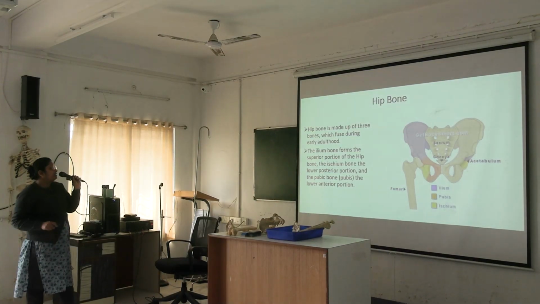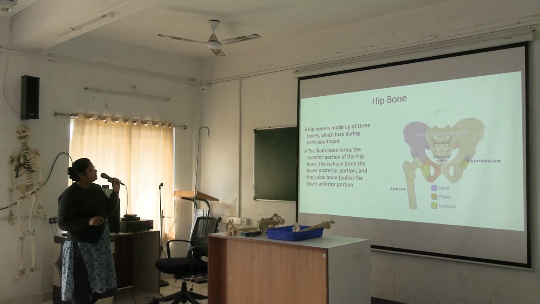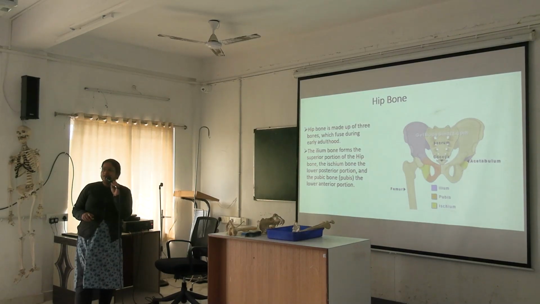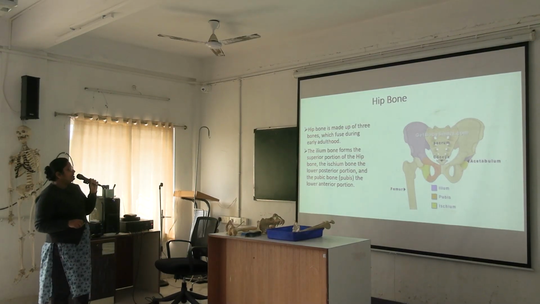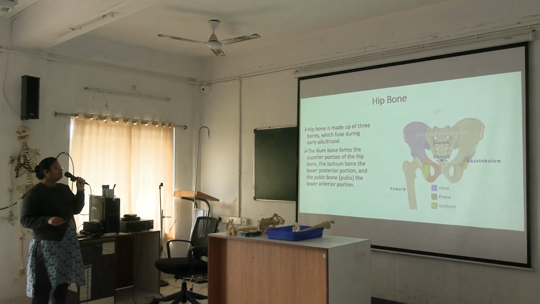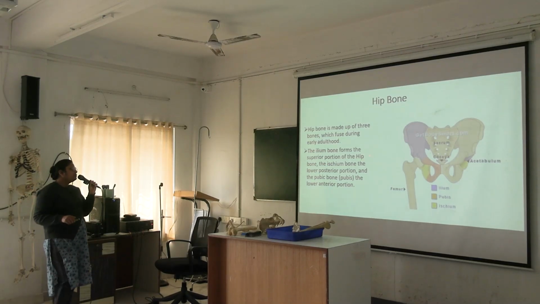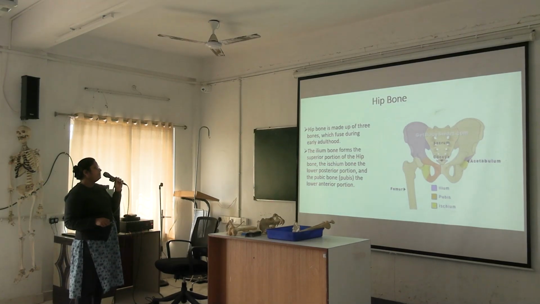Okay, so hip bone is made up of 3 bones which fuse during early adulthood at 18 years of age. Okay, and the ilium forms the superior portion of the hip bone. See, this violet colored portion is the ilium. It forms the superior portion of the hip bone.